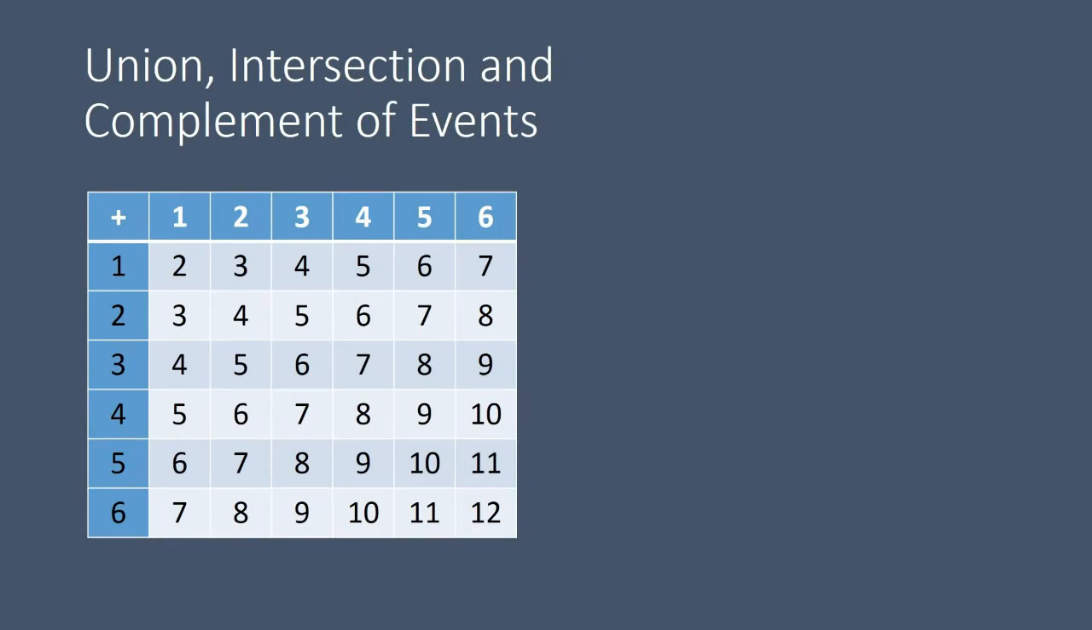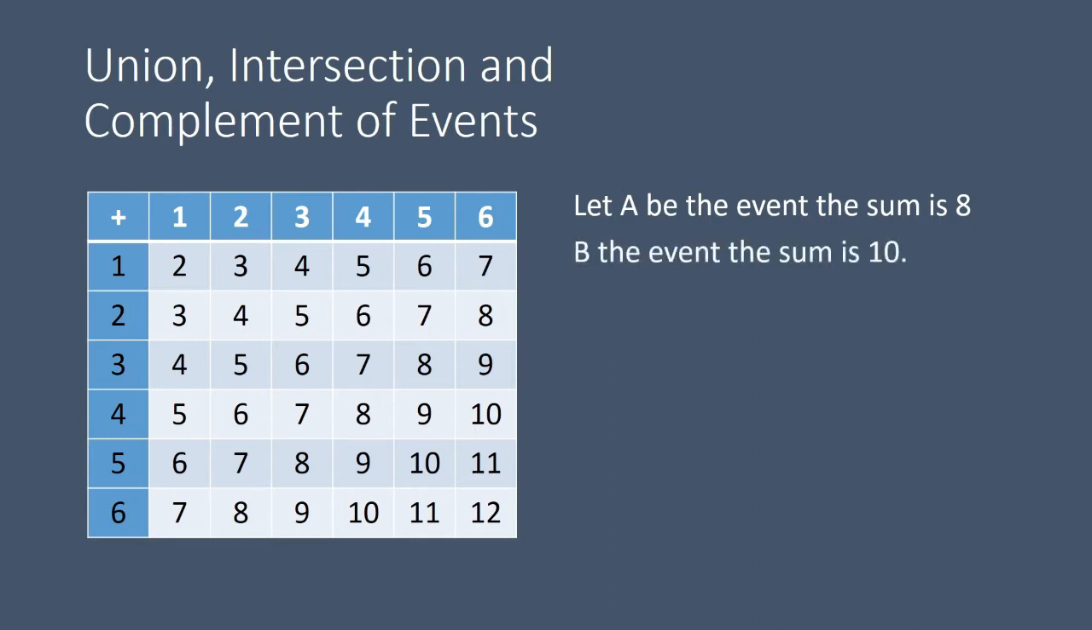Let A be the event that the sum is 8. B is the event when the sum is 10. So let us compute the following probabilities. What is the probability that A, or the event that the sum is 8, occurs? That is how you interpret it. What is P of A?